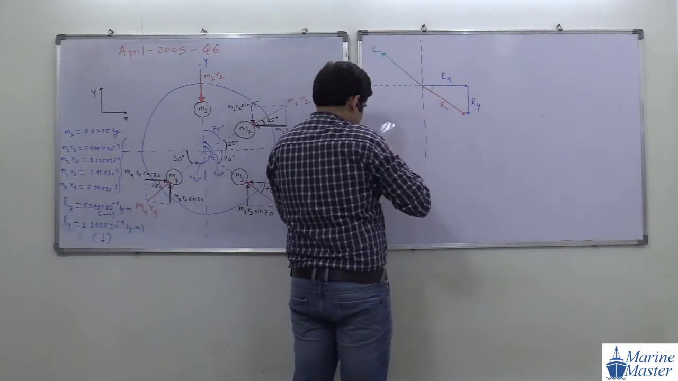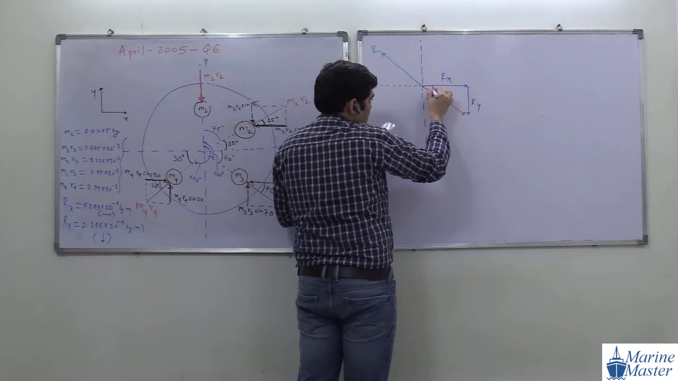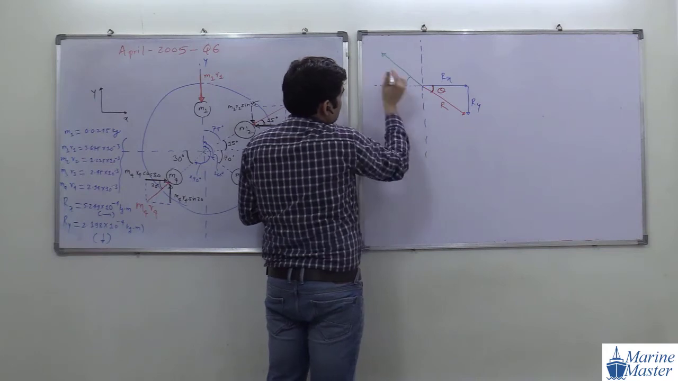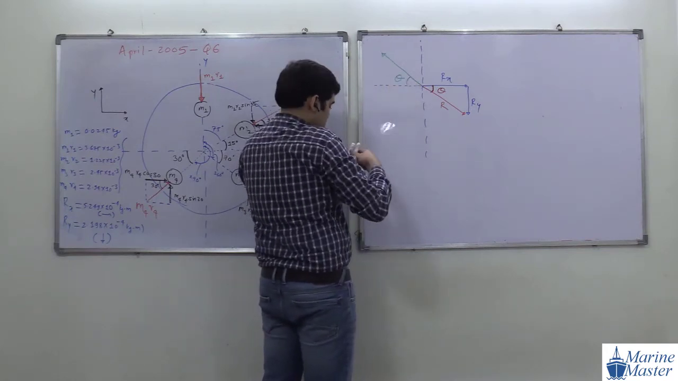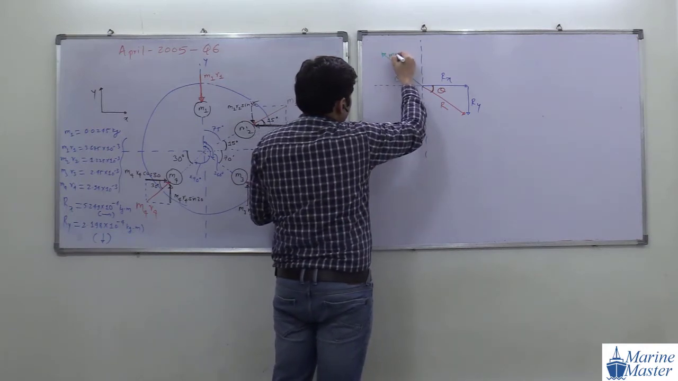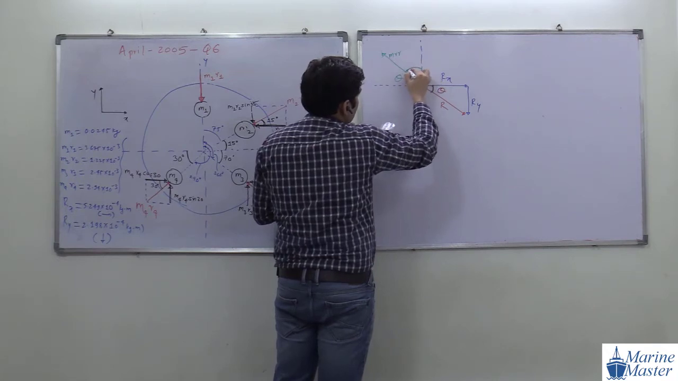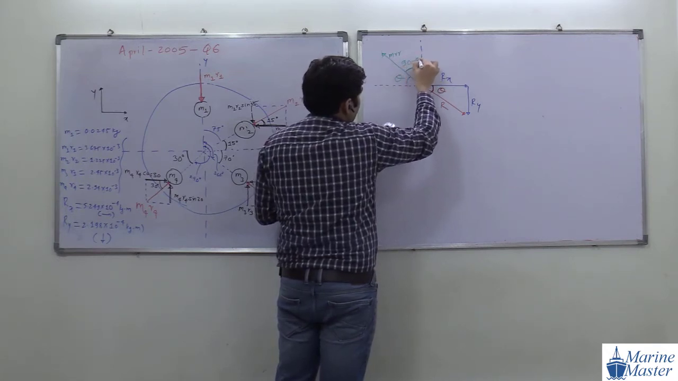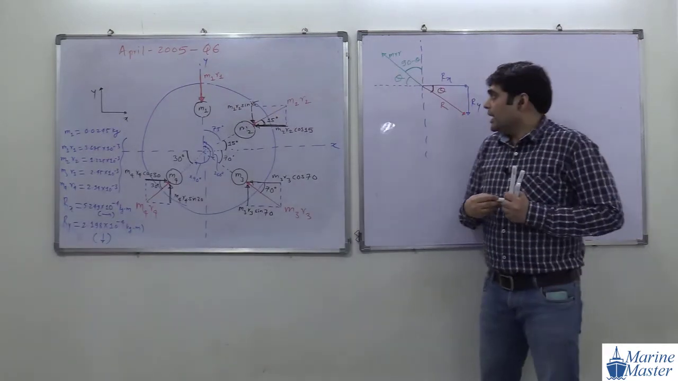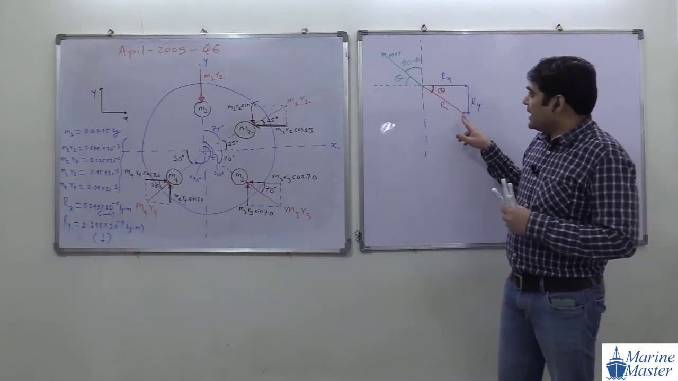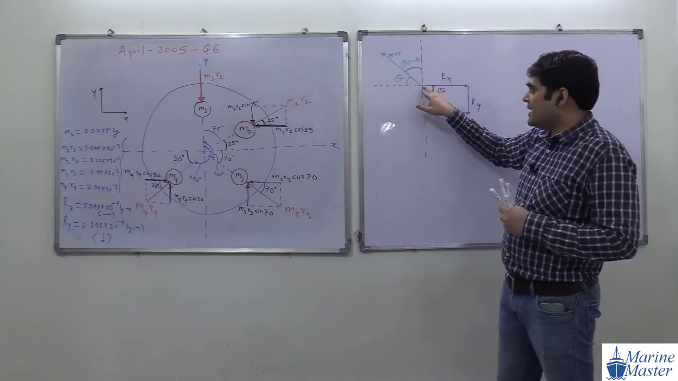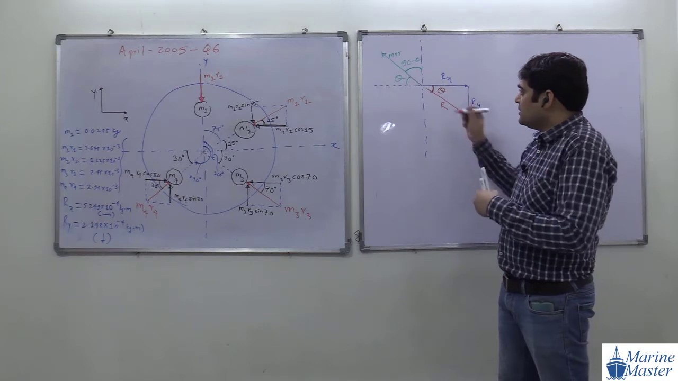If this angle is theta, then this angle must be equal to theta. And this is M into R. And this angle we will say is 90 minus theta. Any doubt in this discussion? Are you getting my point? Any doubt in this drawing? And guys, see the point here: R and this MR must be in the same line.